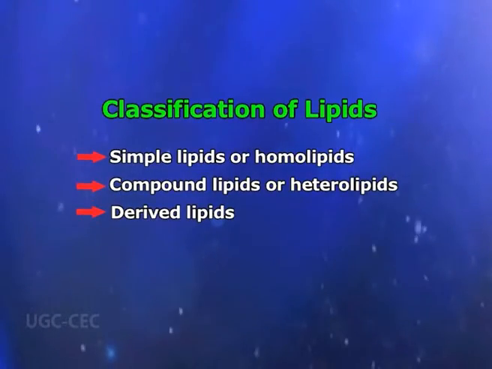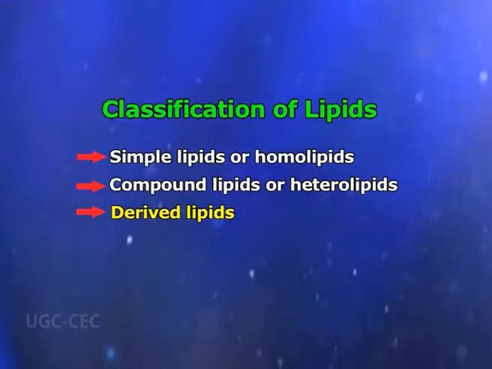The third one is derived lipids. These are the substances derived from simple and compound lipids by hydrolysis. These include fatty acids, alcohols, mono and diglycerides, steroids, terpenes and carotenoids.